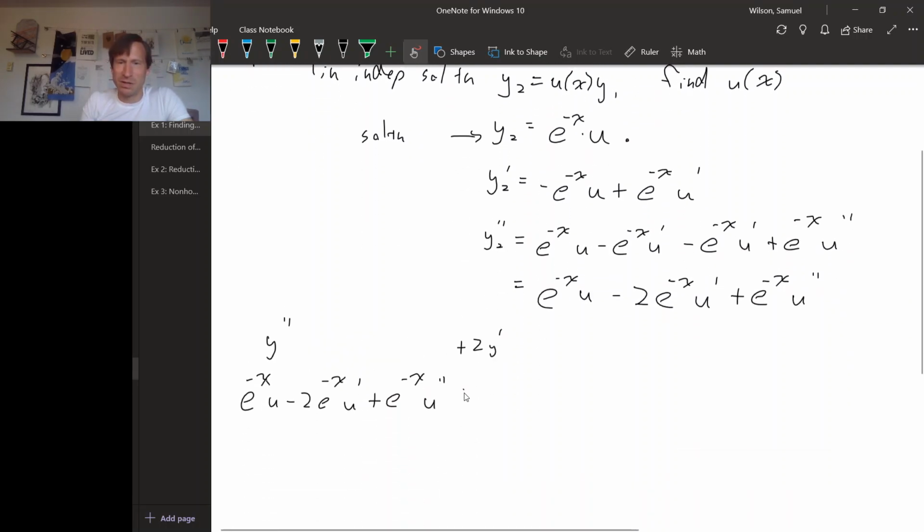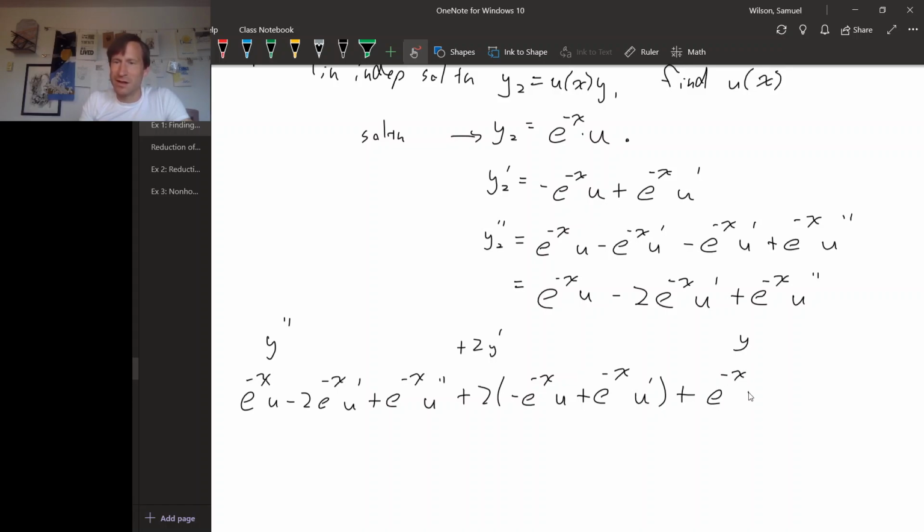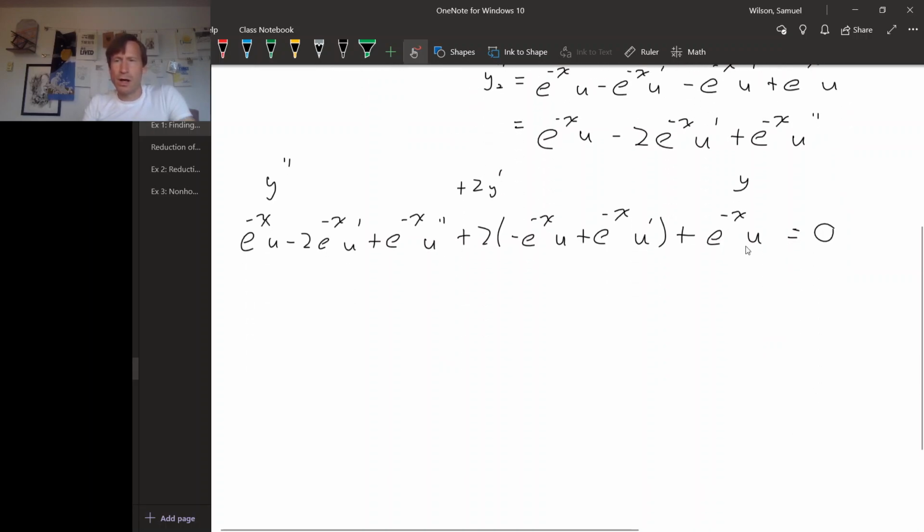So that was all y double prime plus 2 times y prime, I think. Yes. So plus 2 times, and then y sub 2 prime is minus e to the minus x times u plus e to the minus x times u prime, plus y, and y sub 2 is e to the minus x times u, and this is all supposed to be equal to 0. Let me just double check that I copied that right. Yes. Okay, so it's hard to know what this tells us about u, but clearly we should simplify this because there's kind of a lot of stuff all over the place.